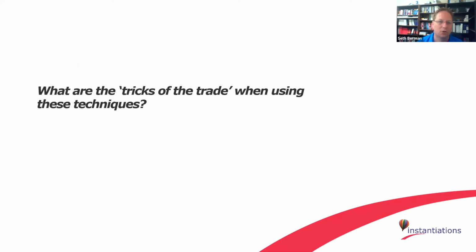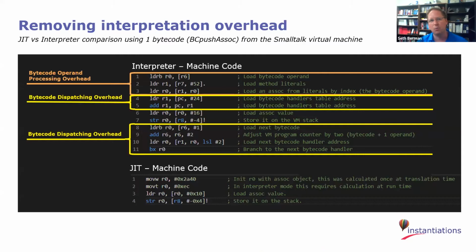Okay, so what are the tricks of the trade when using these techniques? Well, the first thing we want to do is remove the interpreter and the interpreter overhead. Many people know that interpreters are slower, but maybe not why, or just how much overhead we are talking about whenever we use an interpreter, even the best and fastest interpreter, ours is one of those.